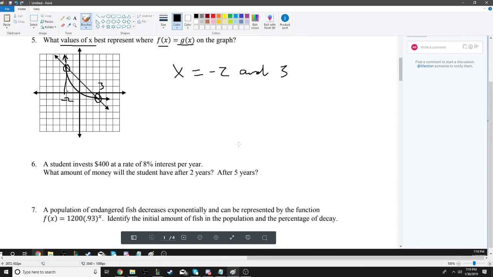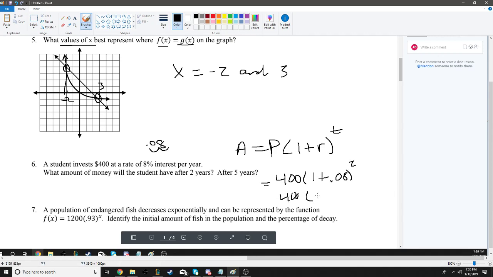For this one, you need to use the formula. The amount is equal to the principal times 1 plus the interest rate to the t power. The principal here is $400. 1 plus r, you need to change 8%. 8% when you move the decimal to the left 2 places is 0.08. So 0.08 to the second power. And this is 400 times 1 plus 0.08 to the 5th power, because it says after 2 years and 5 years.